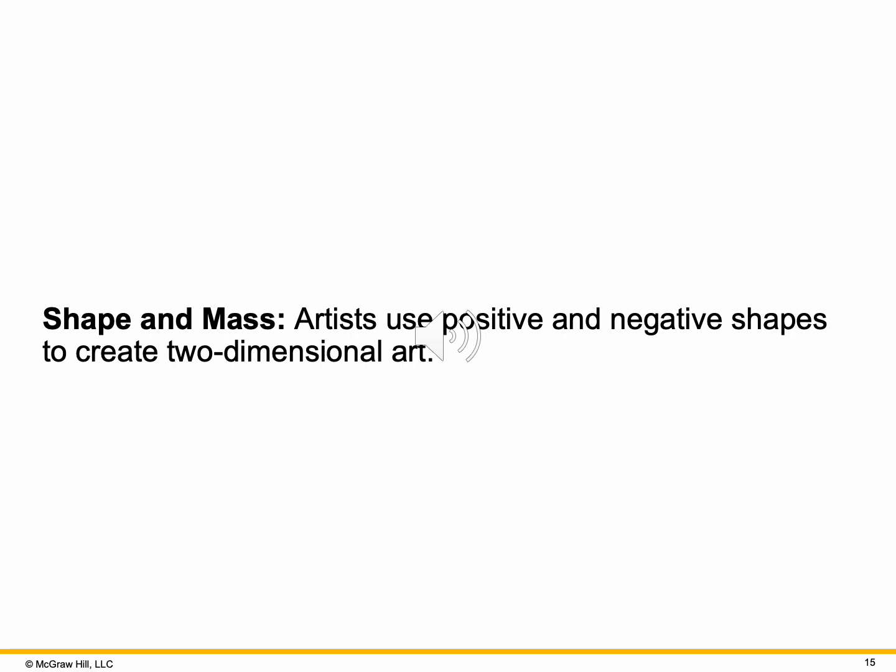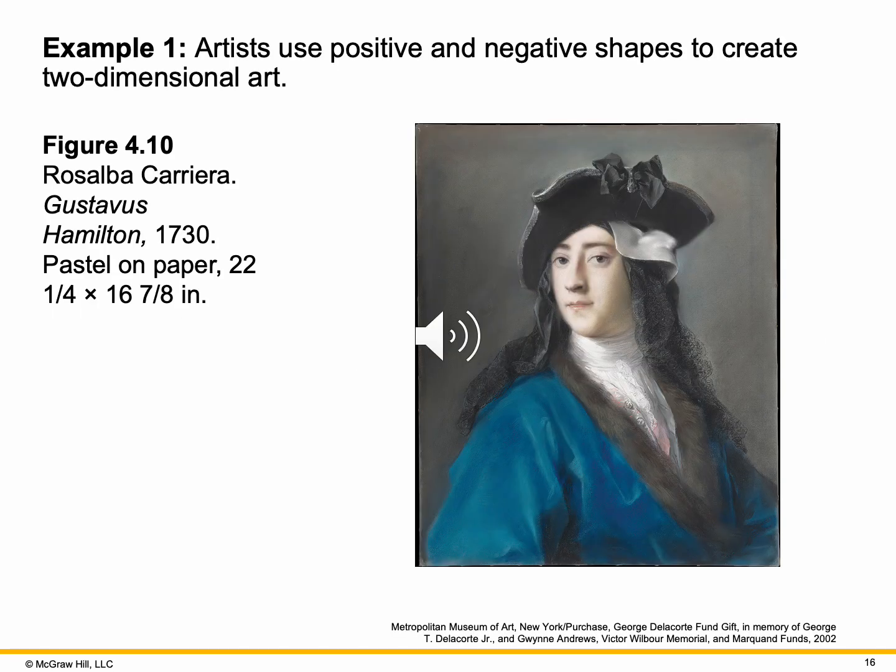Shape and mass. Artists use positive and negative shapes to create space in two-dimensional art. A shape is a two-dimensional form, and any two-dimensional image is a system of interlocking shapes. Each shape within the image occupies an area with identifiable boundaries. Boundaries may be created by line or by a shift in texture or color.